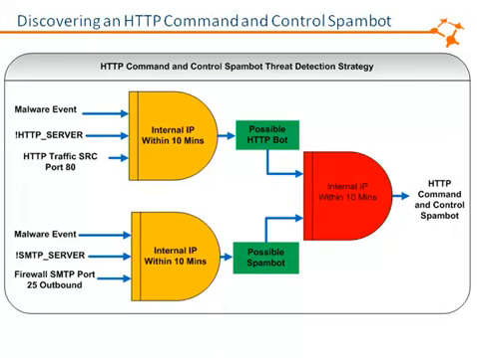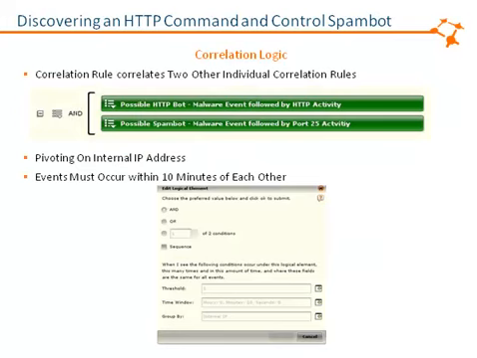This is kind of what it would look like in a SIEM. This is basically a correlation rule. You can see the AND gate for the two correlated rules. This is the one that would be on the far right gate. So you have two correlated events, the possible HTTP bot and the possible spam bot, and then you have some generic configuration here that says all this occurs within 10 minutes. It could be an hour or 2 hours, whatever works for your environment.